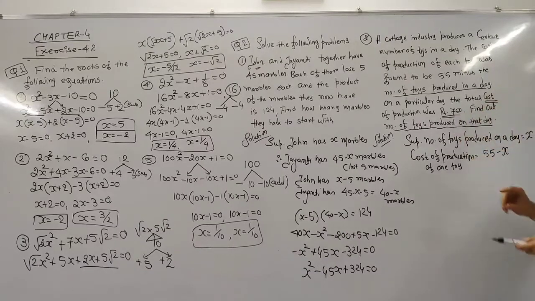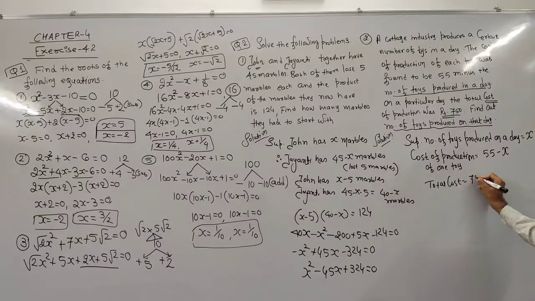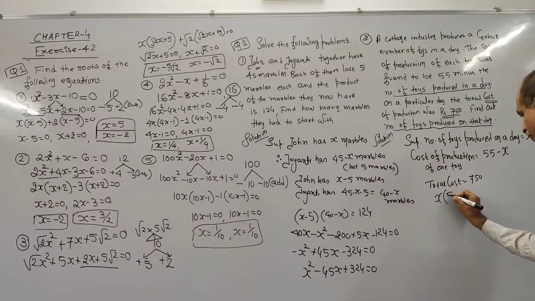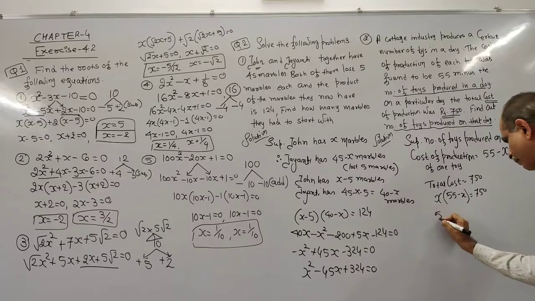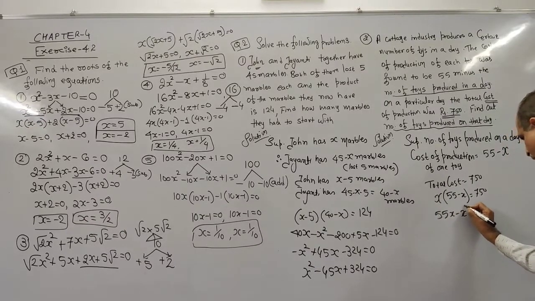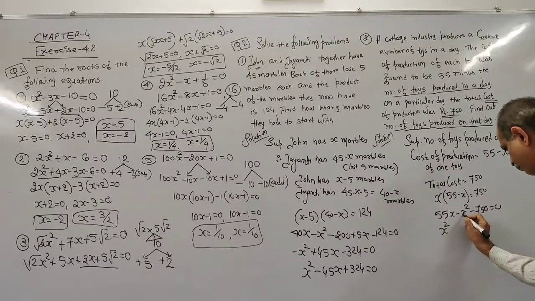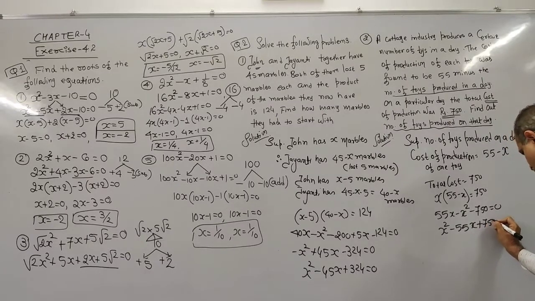You know the total cost is given to you. The total cost means the number of units multiplied by the cost of one unit. So total cost is equal to 750. Total cost means number of units x, and the cost of one unit is 55 minus x, is equal to 750. Multiply this. So 55x minus x square minus 750 is equal to 0. So x square minus 55x plus 750 is equal to 0.